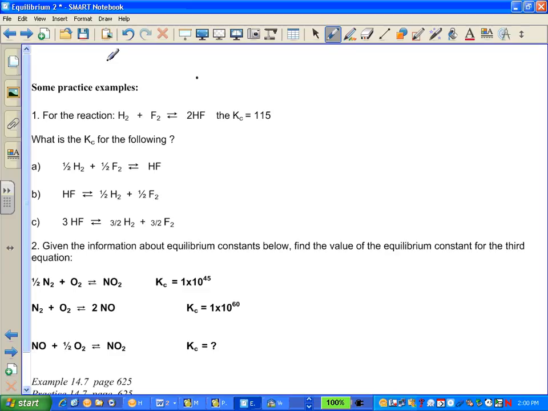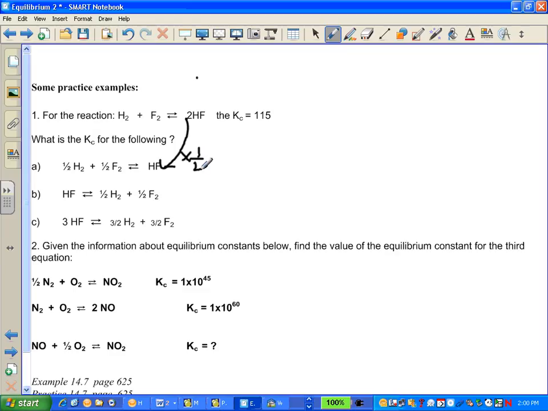The first one is half H2 plus half F2 in equilibrium with HF. What we need to do in order to determine the new Kc is to first decide what kind of manipulation was done on the equilibrium. If we compare the original equilibrium to this equilibrium, we can see that it's showing up in the same direction, but it's been multiplied by 1/2. All of the coefficients have been multiplied by 1/2.